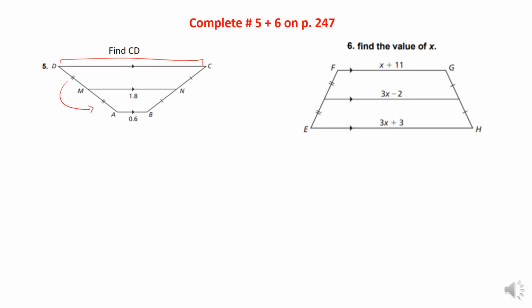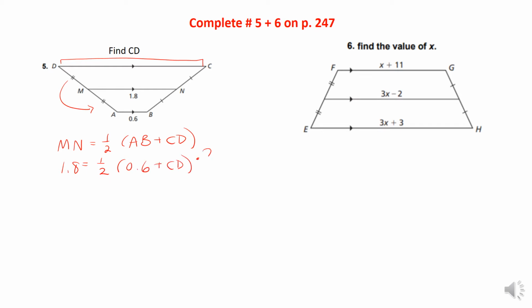So I'm going to write up what I know first. MN equals 1/2 of AB plus CD. Okay, now I'm going to plug in the numbers that I have. 1.8 equals 1/2 times 0.6 plus CD. I don't know CD, so I just leave it.